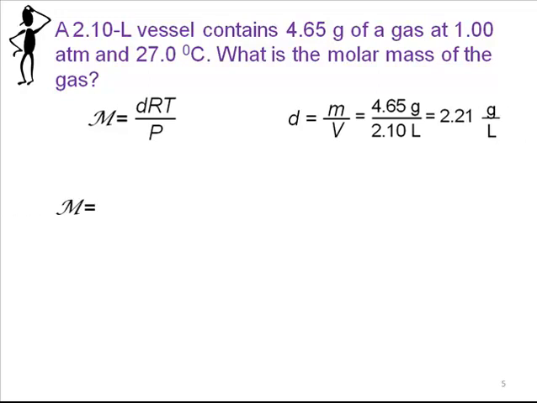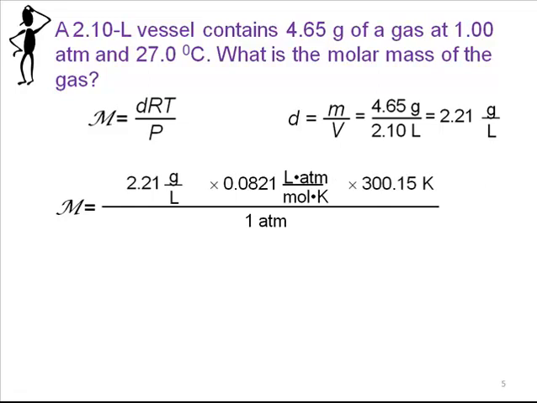2.21 grams per liter. Plug in the 2.21 grams per liter times R. Wait, why is this 300? Gotta be in Kelvin, very good. And 1 atmosphere. R is 0.0821 liters atmospheres per mole Kelvin.